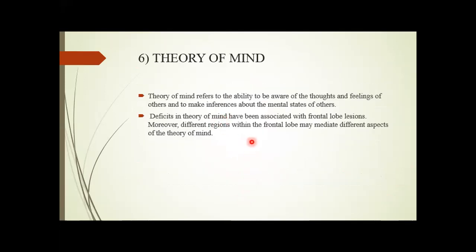Theory of mind. Theory of mind refers to the ability to be aware of the thoughts and feelings of others and to make inferences about the mental states of others. Deficits in theory of mind have been associated with frontal lobe lesions. Moreover, different regions within the frontal lobe may mediate different aspects of theory of mind.